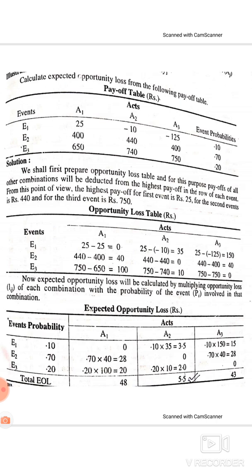For the event E2, the probability associated is 0.70. In this row, when we multiply 0.70 by 40, it comes out to be 28. 0.70 multiplied by 0 comes out to be 0. 0.70 multiplied by 40 comes out to be 28. Similarly, we will calculate for E3. The values will come out to be 20, 2.0 and 0. Now we will add for act A1, act A2 and act A3. Now of all these acts we will choose the minimum value.